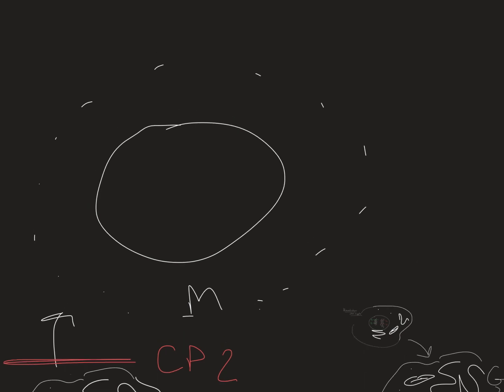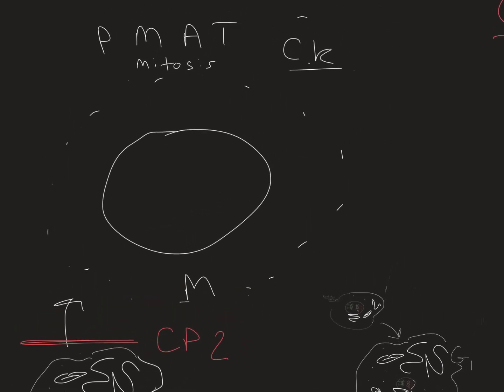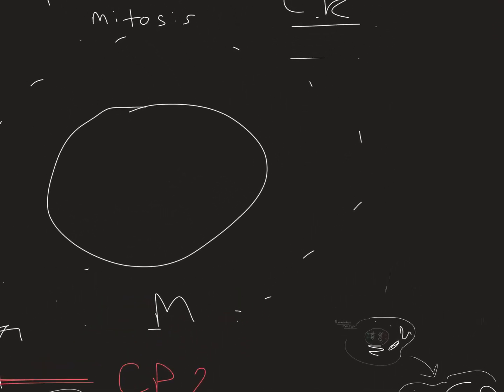Now we're going to go through the 4 phases. We've got prophase, metaphase, anaphase, and telophase. And after mitosis, this is mitosis, right after mitosis, you have cytokinesis. I'll just put C.